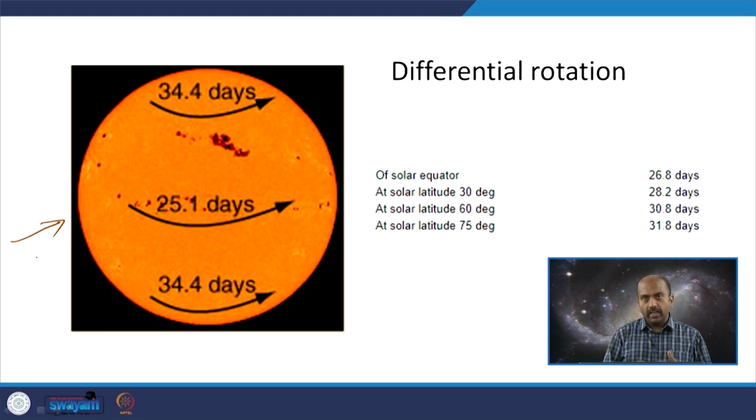So the rate at which the sun rotates around itself varies as a function of latitude. At the solar equator, the rotation takes place in 26.8 days. At a solar latitude of 30 degrees, the rate is 28.2 days, and it goes on increasing till the poles, which is 34.4 days.